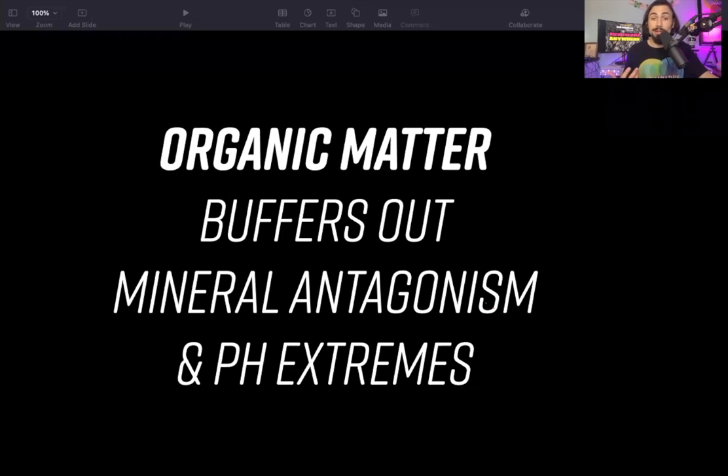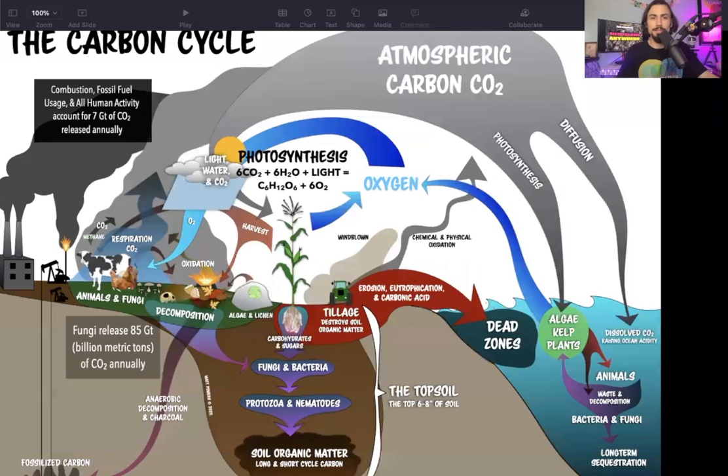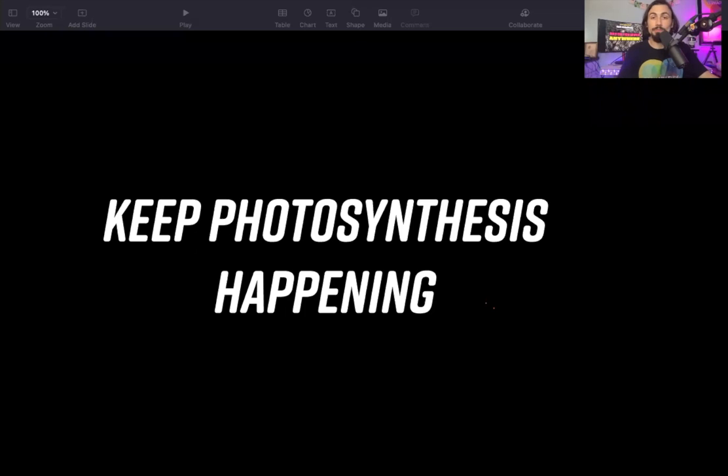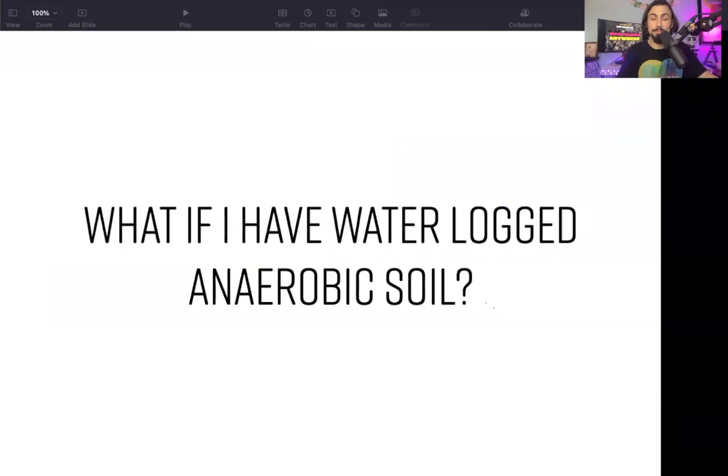So it's organic matter. It buffers out the mineral antagonism and the pH extremes. Again, there's a theme here, isn't there? And we see that with photosynthesis. That's what's creating the organic matter. It's the carbohydrates and the sugars given to the fungi, bacteria, processing through all the different stages and the soil food web trophic levels to make that happen. So keep that photosynthesis happening.